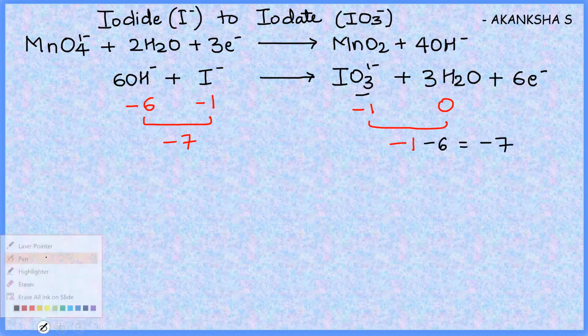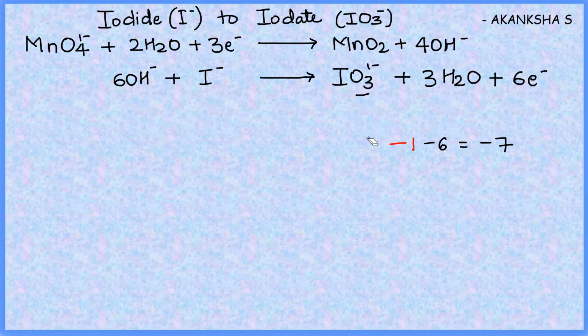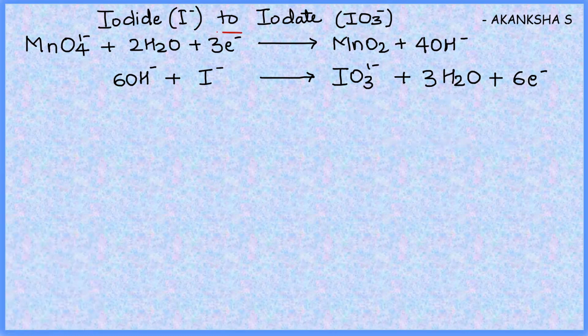Okay, always remember balancing the charges is a prime function. You cannot skip it, otherwise your entire stoichiometry would go wrong. Now let's check what we are getting. There are 3 electrons in the first reaction and there are 6 electrons in the second reaction. According to scientific convention, we should avoid involving electrons in our complete reaction. So if we don't want electrons to be present, we need to equate the electrons so as to cancel them.